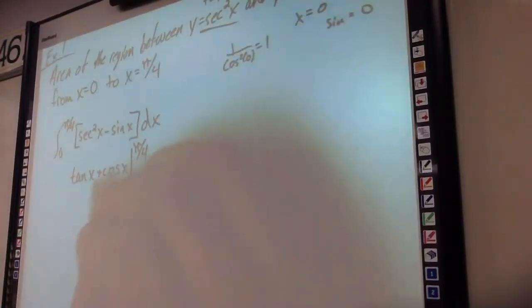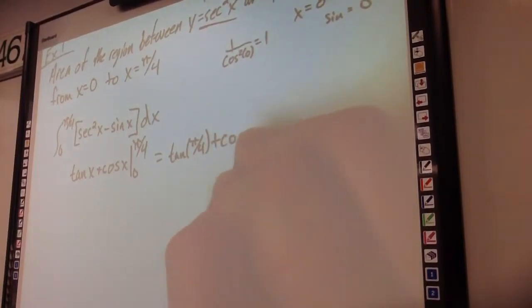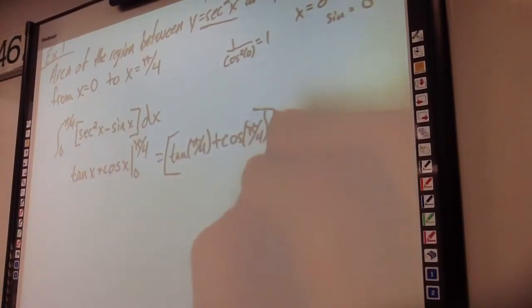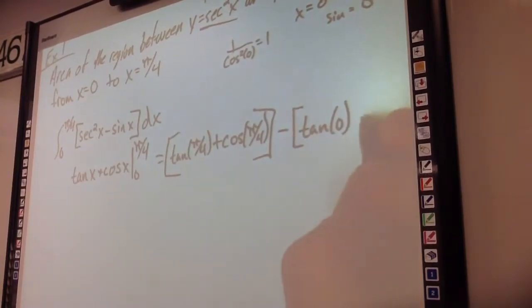And so we plug in pi over 4. So we got tan of pi over 4. Think you can do this in your head? I really can't. Yes, you can, Nicole. I will talk you through it. Minus tan of 0 plus cos of 0.